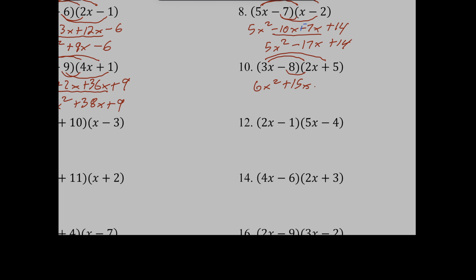Number 10, first is going to be a 6x squared, outers, positive 15x, go with the sign. Negative 8 times 2 is minus 16x. And last is going to be a minus 40. And we're going to add a line and change the sign. Okay, and we're going to get 6x squared. Now, what's a positive 15 plus a negative 16? That's a negative 1.